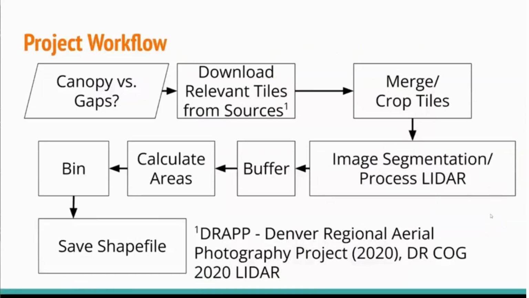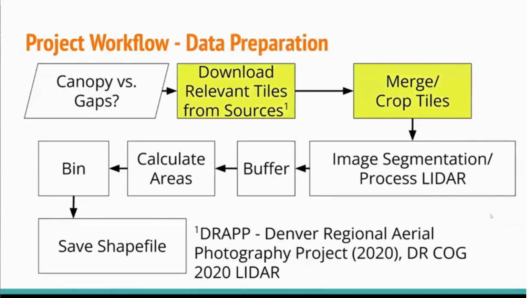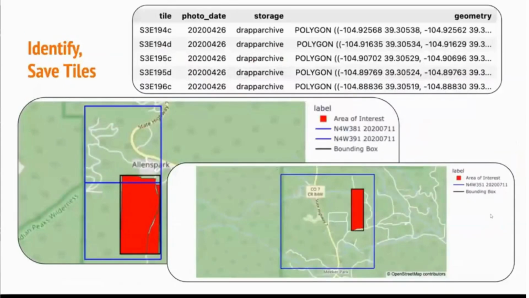Thanks, Peter. I'm going to go through a few slides on the workflow, and the workflow is really trying to answer these questions. Where are the trees and where are the tree gaps? Starting with data preparation. Next slide. So on the screen, you can see 2 pictures illustrating the results of identifying the imagery tiles to download. Our steps involve finding the intersecting tiles in blue and the bounding box in black of the area of interest in red. Next slide.